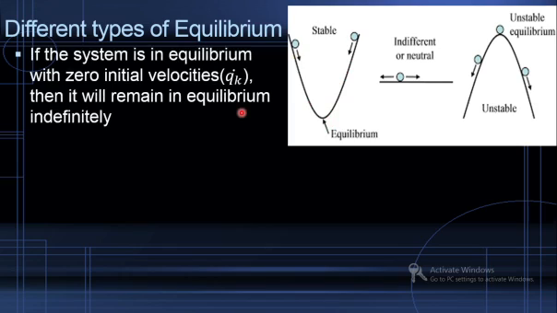Based on this, if a system is in equilibrium with zero initial velocity, then it will remain at equilibrium indefinitely.